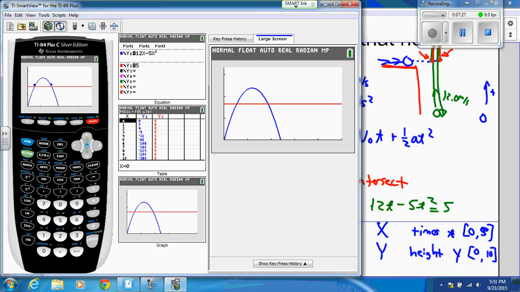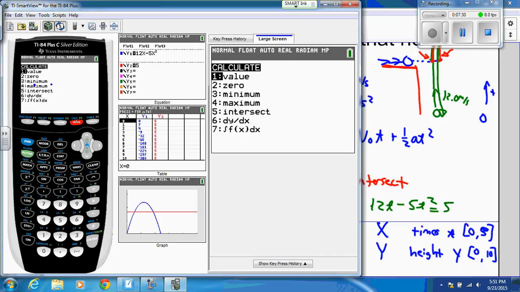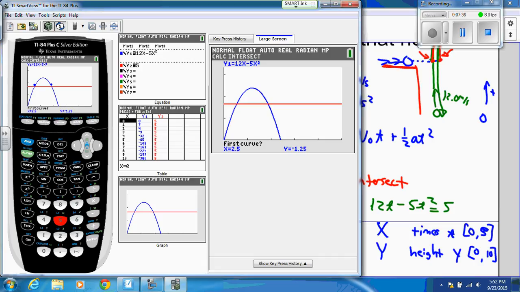We're going to find those using second calc, and the option we're looking for is option 5, the intersect option. The intersect option is going to ask us for a first curve, and the default is y1 equals 12x minus 5x squared, which is exactly what we want. So we just hit enter. Then it's going to ask us for a second curve, and the default is y2, which is exactly what we want, so we just hit enter. So we really just hit enter twice as the first thing.